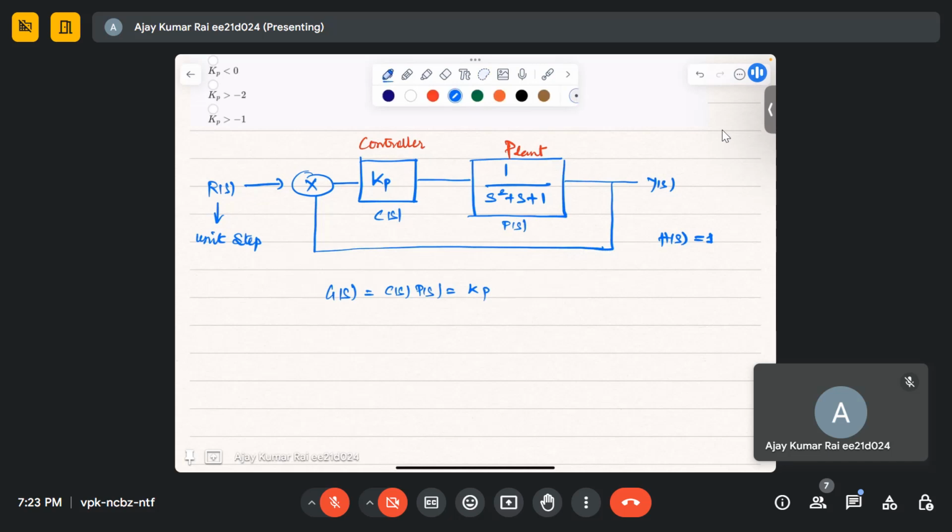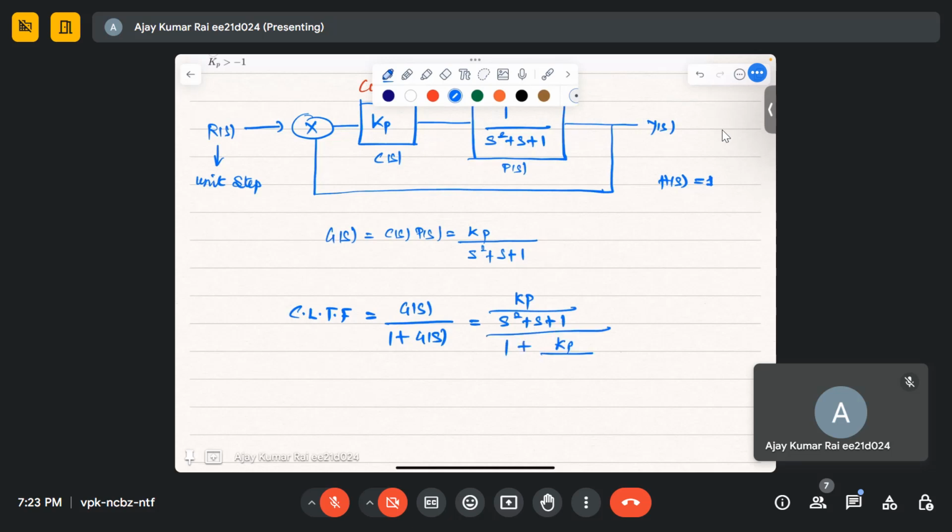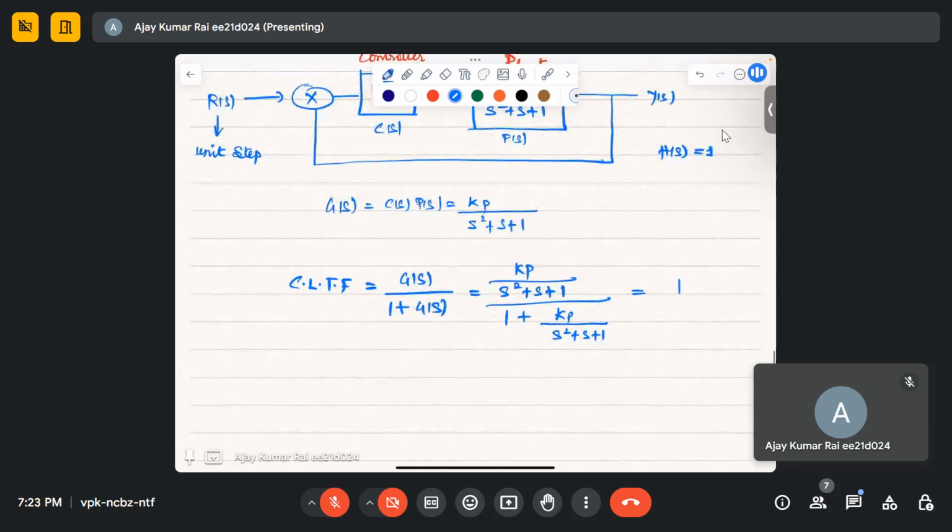Okay, Kp over s square plus s plus 1. Then what is the closed loop transfer function? G(s) by 1 plus G(s). So finally, Kp by s square plus s plus 1 plus Kp.